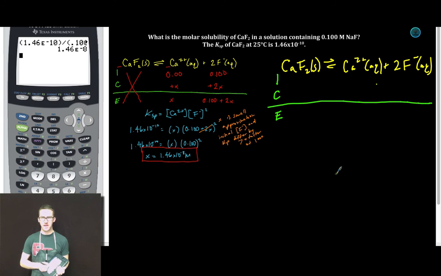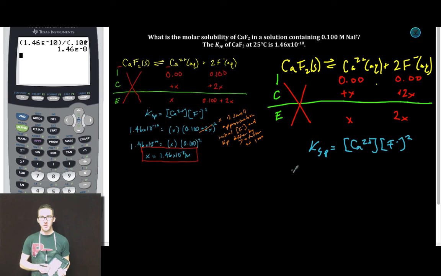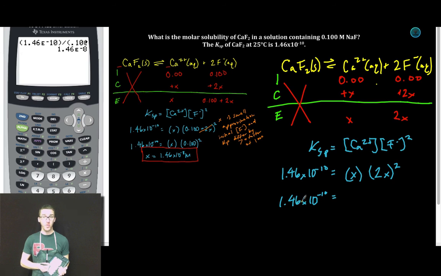Equation, ice table, drop the solid. Initial 0 and 0 in pure water, changes plus x, plus 2x. At equilibrium, x, 2x. Ksp expression. We know the value of Ksp. We've defined our equilibrium concentrations in terms of x. When I simplify, I get 1.46 times 10 to the minus 10 equals 4x cubed. Jump to our calculator. 1.46, second E, negative 10, close parentheses, divide by 4, then take the cube root.